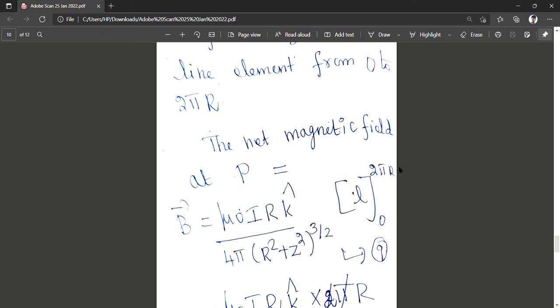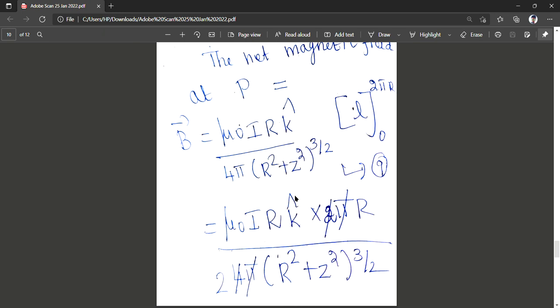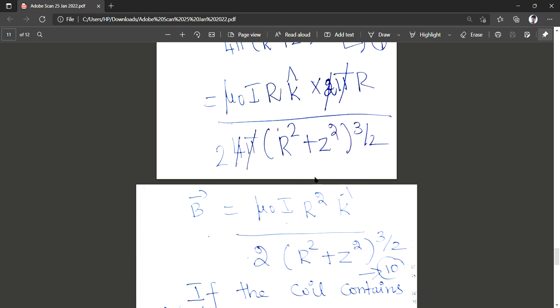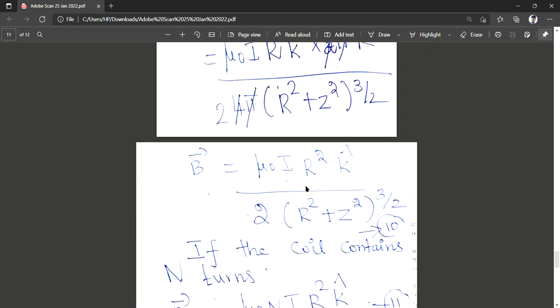What do we substitute for this L? When we substitute 0, that term cancels. So we substitute the value of L as 2 pi r. Now mu naught I r k cap 2 pi r divided by 4 pi, r square plus z square to the power 3/2. Here a 2 cancels, 4 cancels and becomes 2, pi and pi cancel. Here r into r becomes r square. Mu naught I R square k cap divided by 2 into R square plus Z square to the power 3/2.